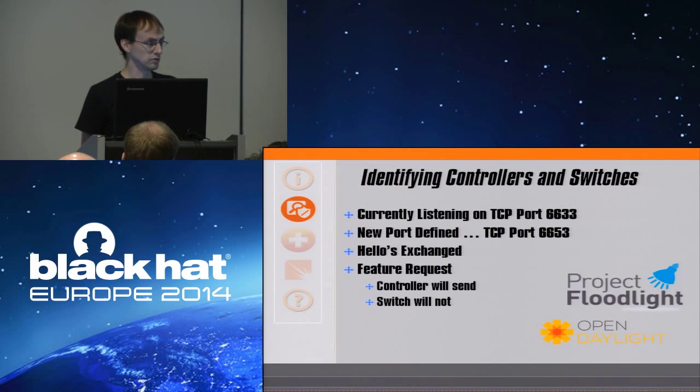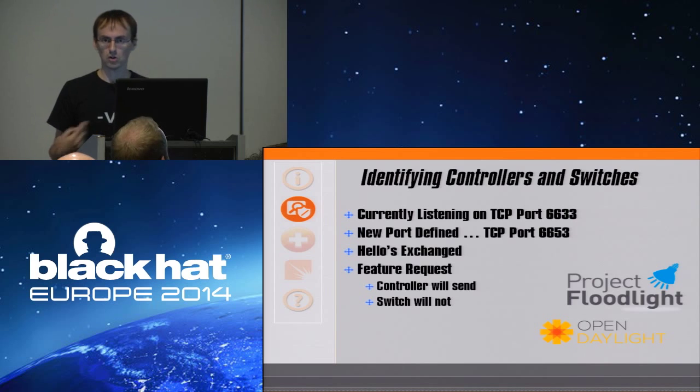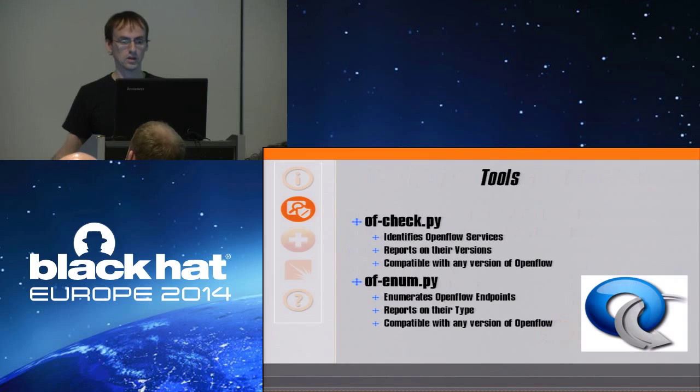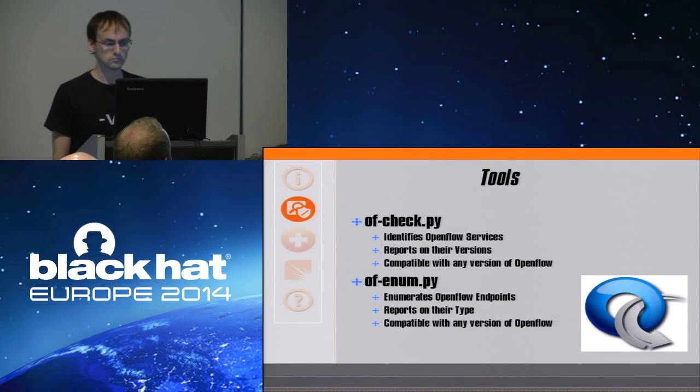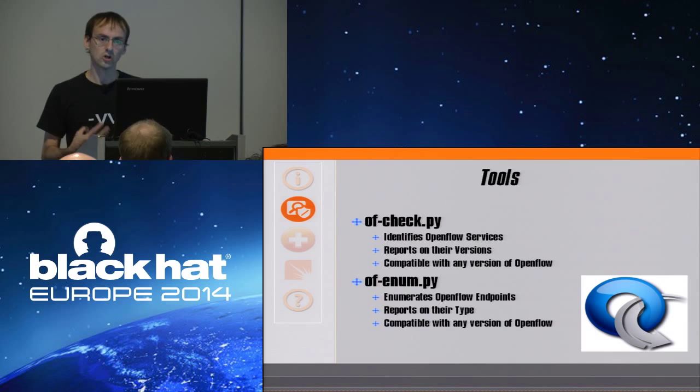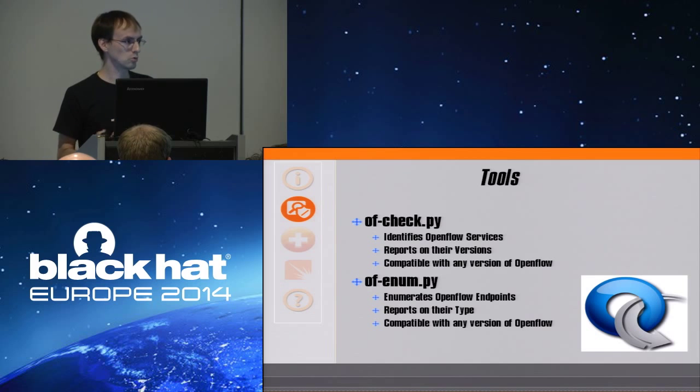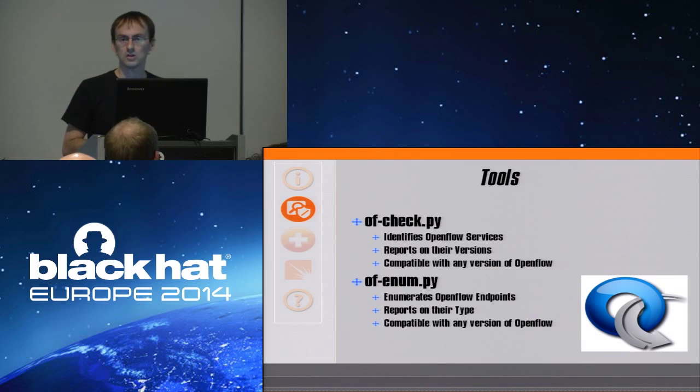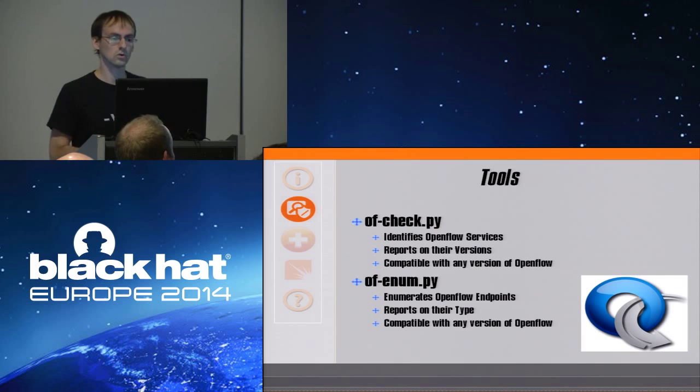Now, in order to identify one of these OpenFlow-based services, you look for that hello. You exchange that hello. If you get a feature request, then you know that you're dealing with a controller. If you don't, then it's a switch. So the next tool in the toolkit, OFCheck, identifies OpenFlow-based services and reports on their versions, compatible with any version of OpenFlow. These tools were designed for discovery. So you give it a list of hosts that potentially have an OpenFlow-based service on them, let's say 100, maybe 255, a full subnet, or old school subnet. You'll get a smaller list, 6, 5, 4. Who knows what you've got exposed there.